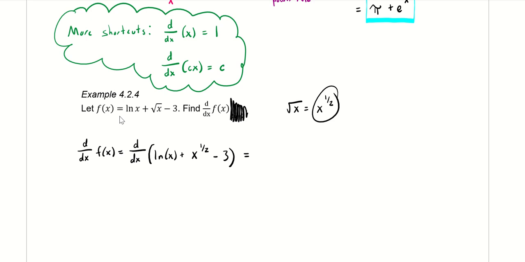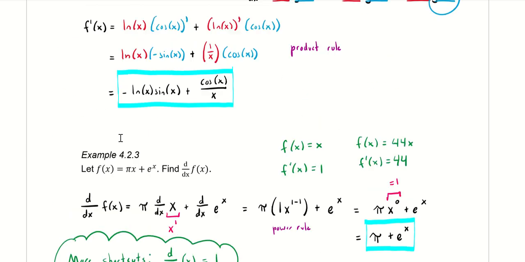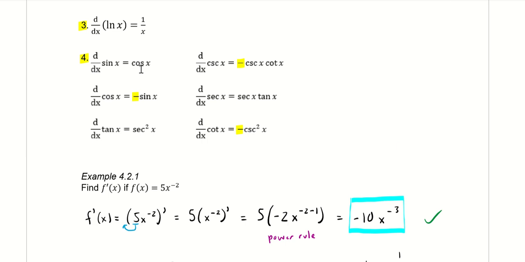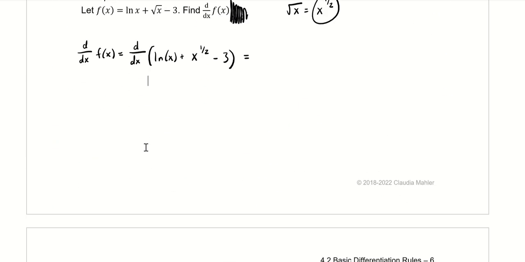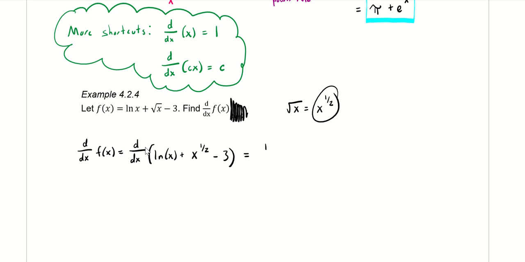Now I could break this up with my notation and write the derivative of this plus the derivative of this plus the derivative of this, but I'm just going to do it all at once. I'm going to take the derivative of all three of these pieces all at the same time. So let's start with the natural log of x. We just did this, but let's look at the rule again. The derivative of the natural log of x is just 1 over x. So that first piece is just going to be 1 over x.